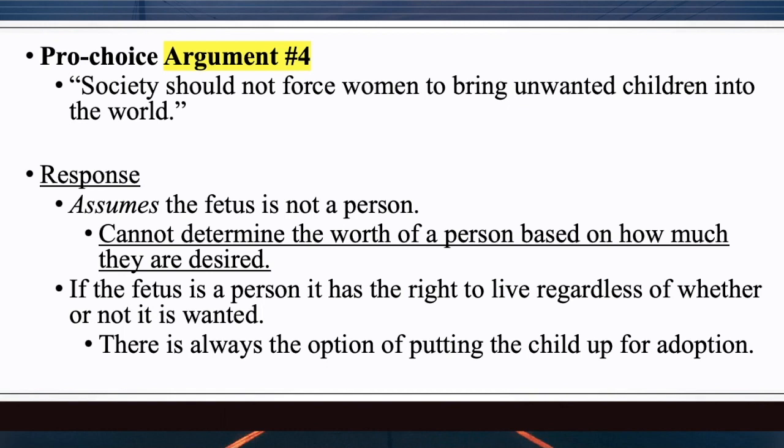Here's the issue. You cannot determine the worth of a person based on how much they are desired. If they're not desired, that doesn't mean they're not a person. That's the problem of the person with the less desire. It doesn't take the personhood away from the unwanted person, in this case, the unwanted child. If the fetus is a person, it has the right to live regardless of whether or not it is wanted. There is always the option of putting the child up for adoption.